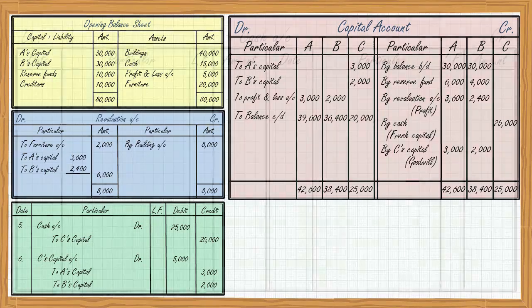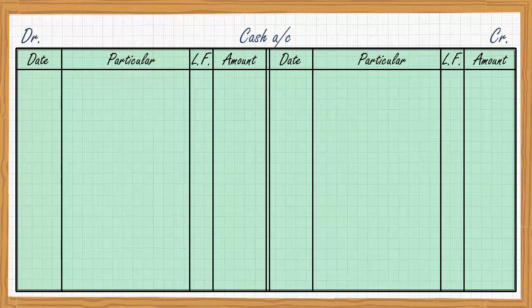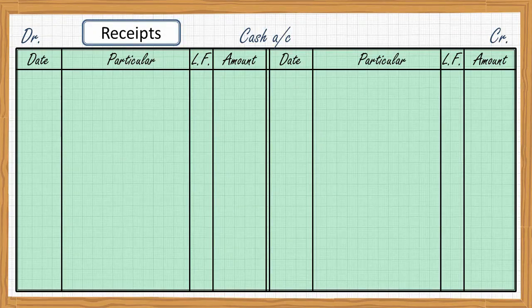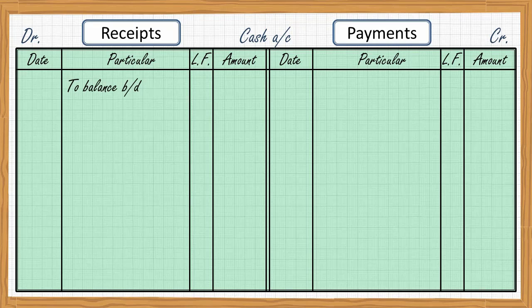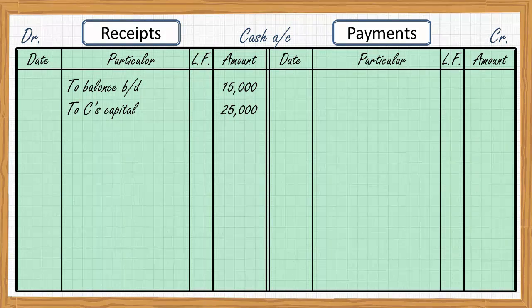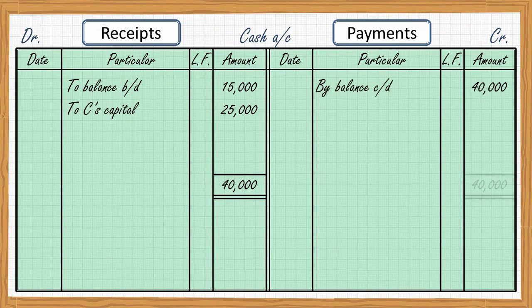Now prepare cash account. You know, on debit side we write down receipts and on credit side we write down payments. So to balance b/d on debit side 15,000, to C's capital 25,000, because 15,000 we had at the time of admission and we got 25,000 from C. So the total is 40,000 rupees and by balance c/d 40,000 rupees.